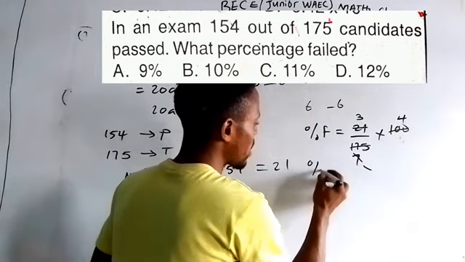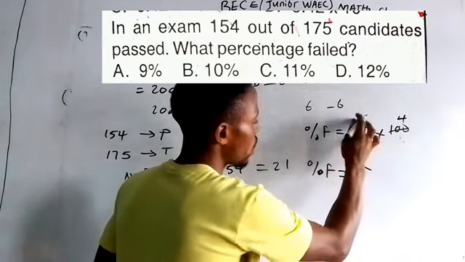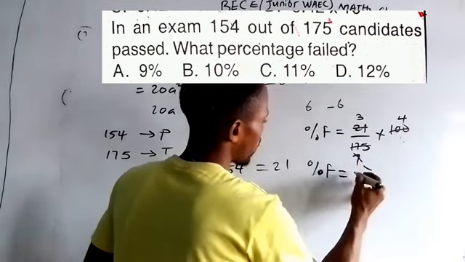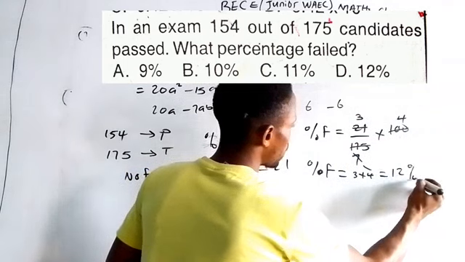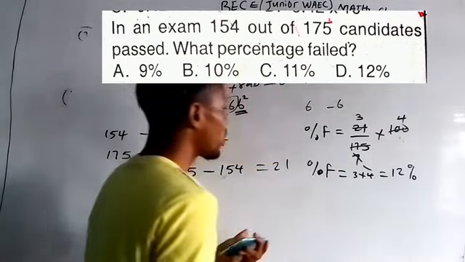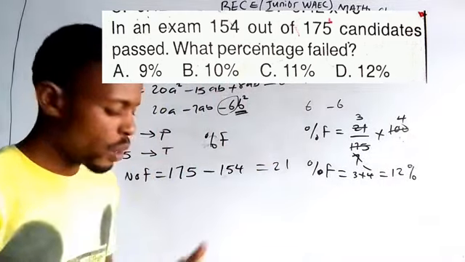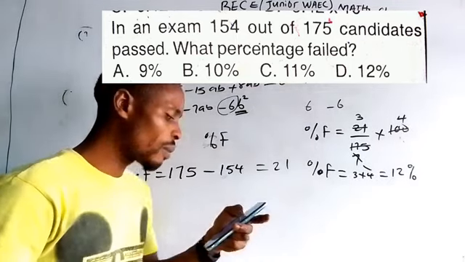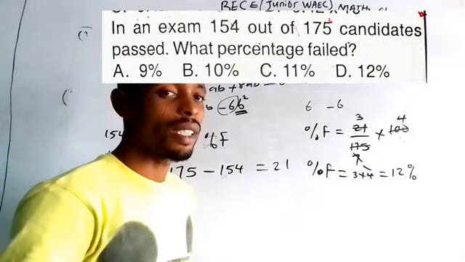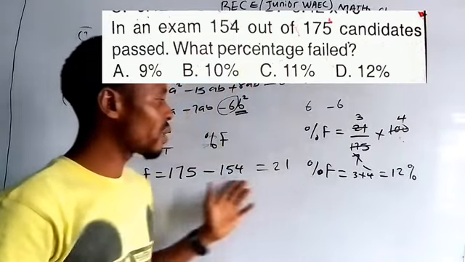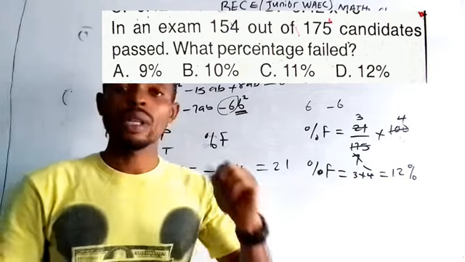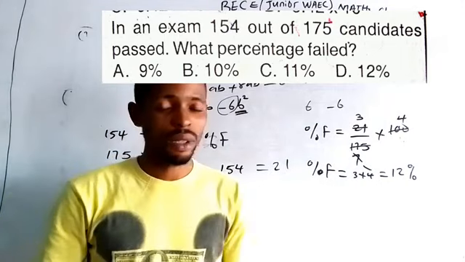So it means that the percentage of students that failed is equal to, here we have 3 times 4. So 3 times 4 we have 12. So it means that 12% of the candidates failed the exam. So let's look at the options, and the option is option D. So that is how you solve a question like this. In case you see a question similar to this, that is how you solve it. So let's go to the next question of the day.